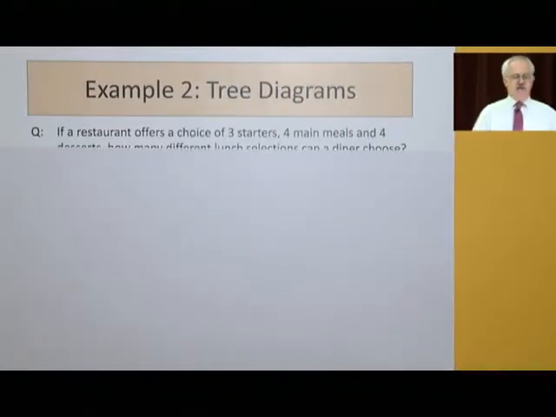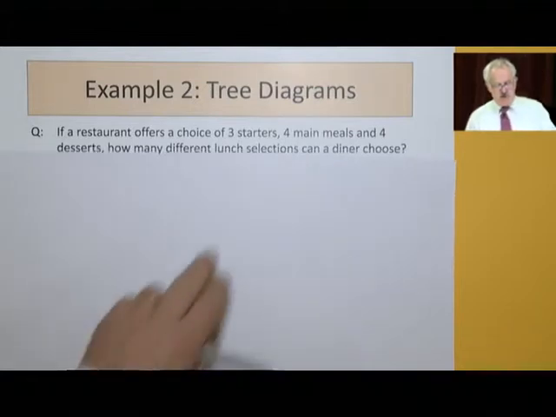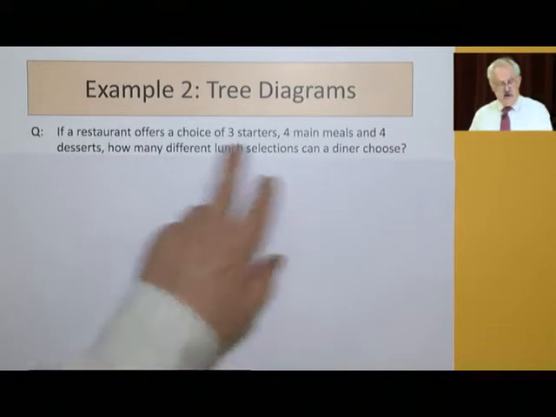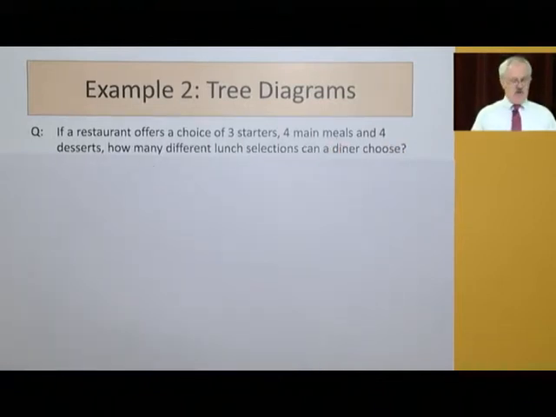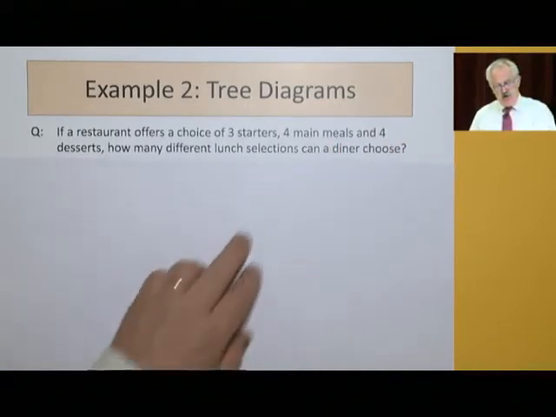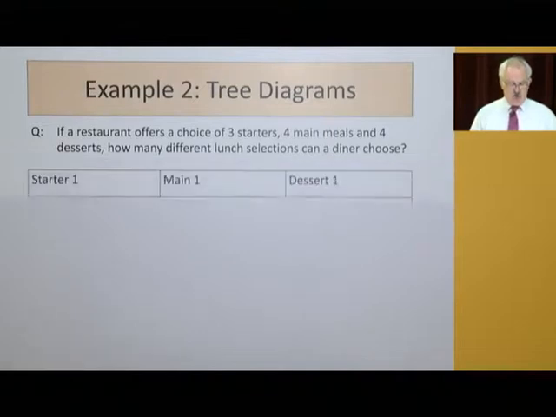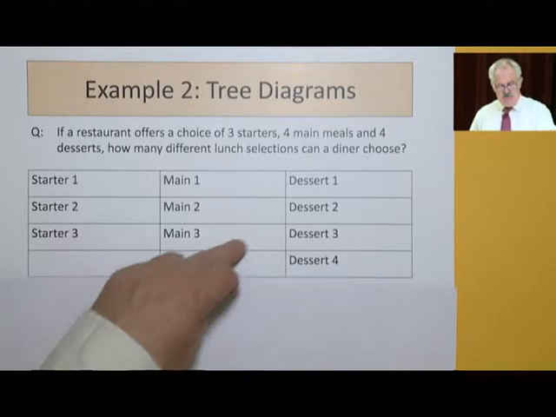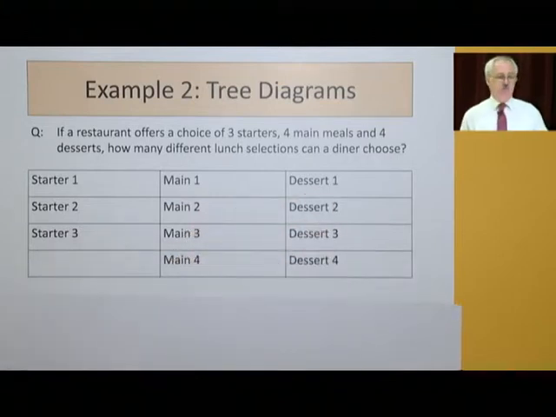Here we're representing the same question with the tree diagram. We're saying there are 3 starters and 4 mains, and 4 desserts now. We've moved up. We're going to have dessert as well. How many different lunch selections can a diner choose? Well, you have starter 1, main 1 to 4, and dessert 1 to 4.